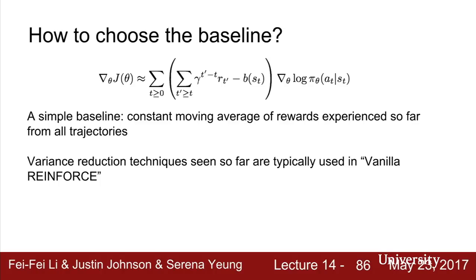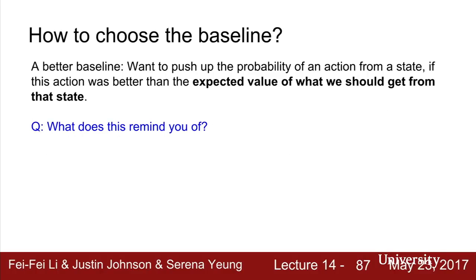And so there's some variance on this that you can use, but the variance reductions that we've seen so far are all used in what's typically called the vanilla REINFORCE algorithm. Right, so looking at the cumulative future reward, having a discount factor, and some simple baselines. Now let's talk about how we can think about this idea of baseline and potentially choose better baselines.